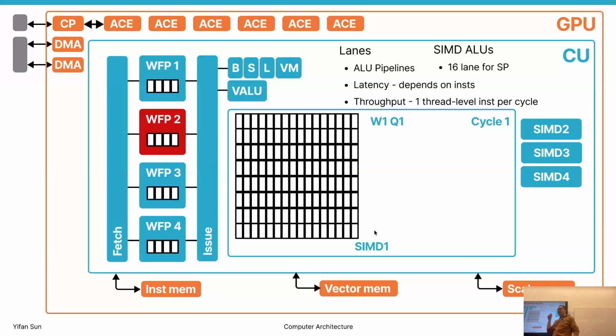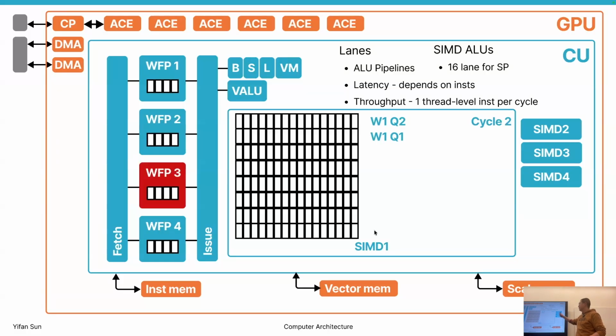Why? Because in AMD GPU, every warp is 64 threads, right? 64 threads. Then there are 16 lanes. That means we can only execute a quarter of a warp, which is 16 threads. So in cycle 1, we calculate this stage for the first quarter of this wavefront, of this warp. At this stage, wavefront pool 2 is issuing to SIMD2. This happens at the same time.